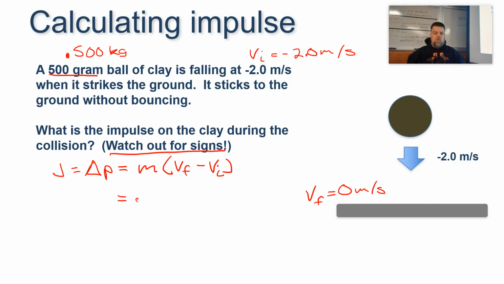Well, the mass is 0.500 kilograms. My final velocity is 0 minus my initial velocity, which is also negative, meters per second. Okay? So when you minus a minus, what happens? Yeah, it becomes a plus.